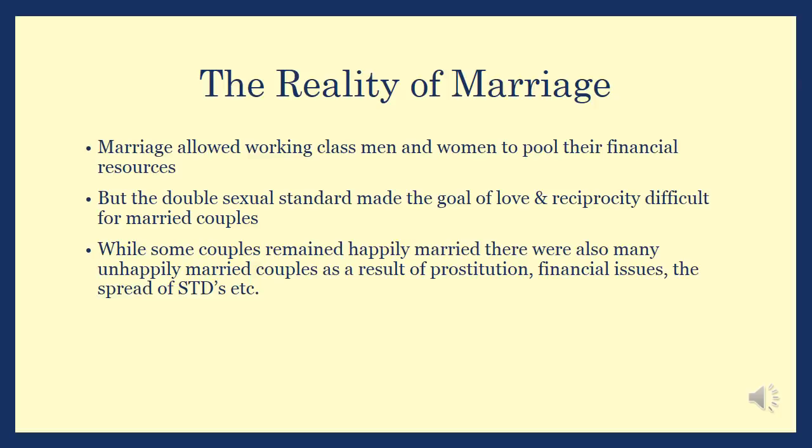But at the same time, this persistent sexual double standard made this goal of love and reciprocity, which was really the ultimate aim of marriage, very difficult for married couples. While in courtship they may have exposed their souls to one another, usually within a couple of years of being married, there began to be issues within the marriage. And some of this could have come from financial issues or from this unequal distribution of resources in the marriage.